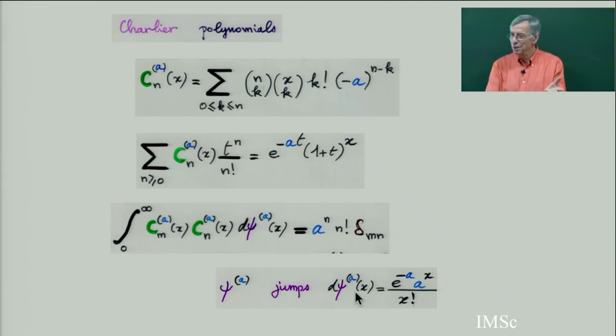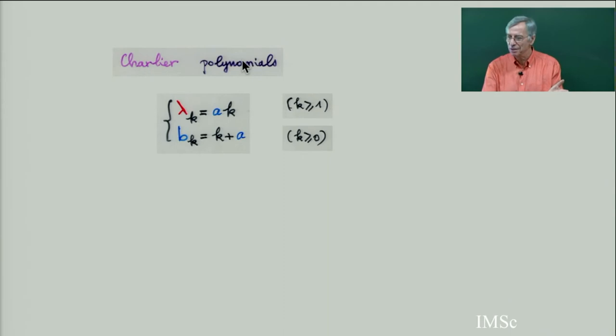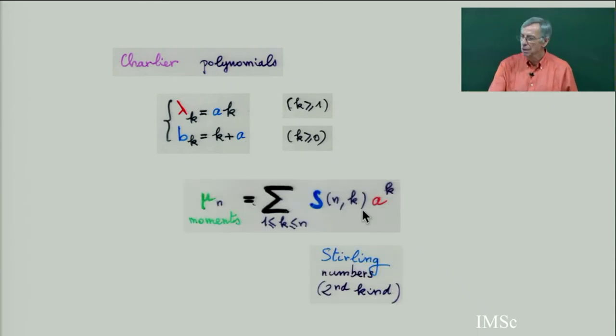But in this lecture we just need to define Charlier like this: lambda_k equals a k for k greater than or equal to 1, and b_k equals k plus a. So I start from this. I apply my methodology with Laguerre's theory and we will get the moment as a generating function of partitions according to the number of parts. So it's a polynomial enumerating partitions by number of parts. This is a Stirling number with a capital S. This is the number of partitions of a set with n elements having k parts.